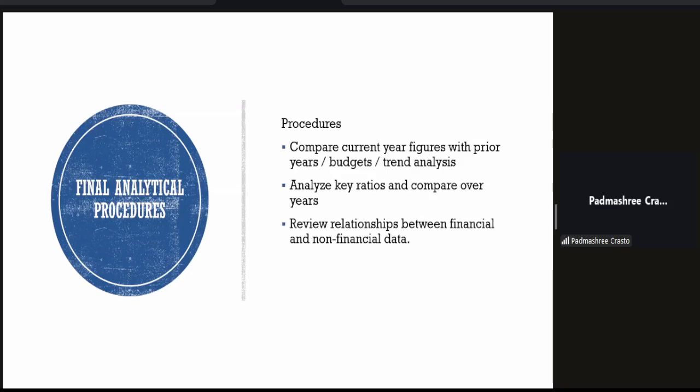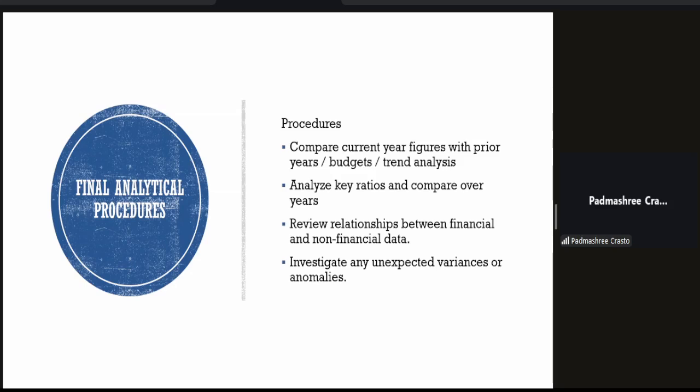This also helps us to review the relationship between financial and non-financial data. We spoke about non-financial data. Any other matters, any other things that are underlying any non-financial data that are required to be taken into account, it actually helps us to look into this non-financial data as well. Then once again, we investigate any unexpected variances or anomalies, or if we know that this is the trend, then we summarize our findings and get them confirmed with the client.